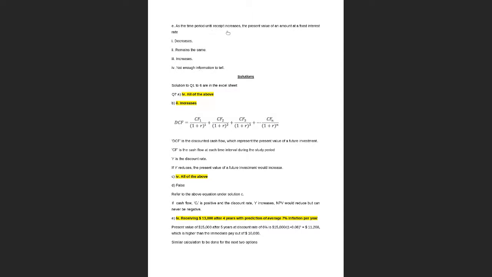As the time period until receipt increases, the present value of an amount. So in that equation, what we're increasing here is n, right? Time period, or n, is increasing. So the present value of an amount at a fixed interest rate increases, decreases. So let us look at this equation. What is happening is cash flow is the same, your R is the same, so you are just increasing your n. So if n increases, then what will happen to this? It will decrease. Yes, so this is your option, right?